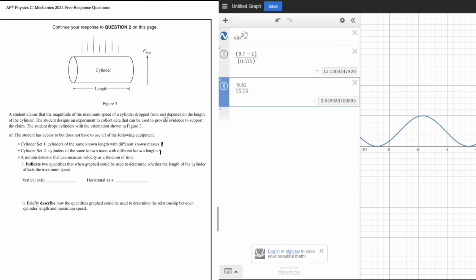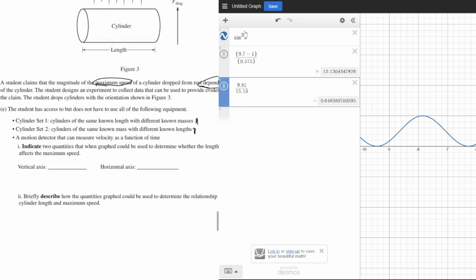So they want to figure out if the maximum speed depends on the length, and they have a motion detector that can measure velocity as a function of time. So two quantities that could be graphed. These don't have to be linear. I'm going to say Vmax and length.